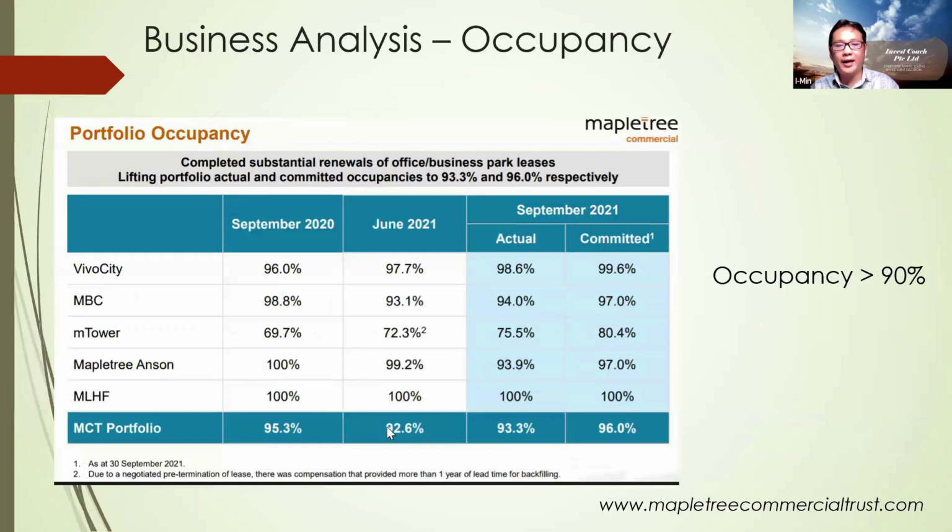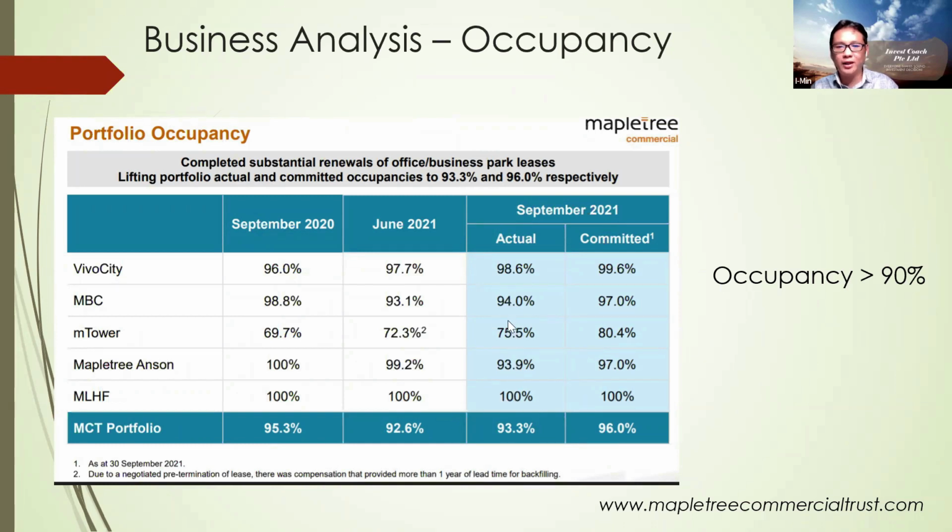So under business analysis, of course, after understanding what is in the portfolio, there are some definite numbers I want to pick up. One is, of course, the occupancy rate. This is important to me. I want the portfolio occupancy rate to be more than 90%, which is happening in this case. The latest one we have is September 21. The portfolio level is 93.3%.